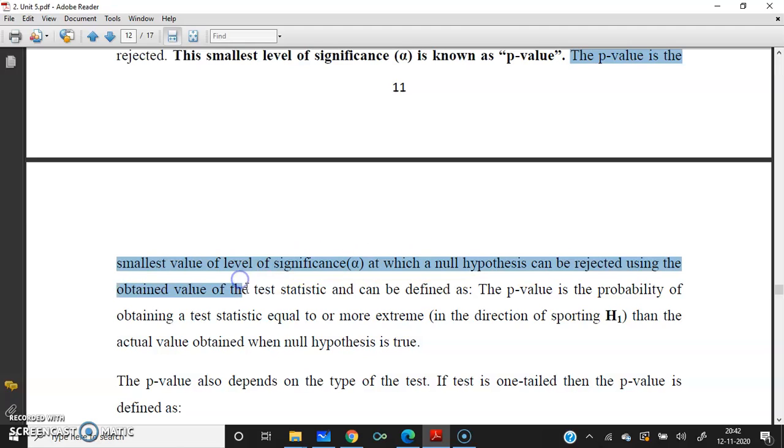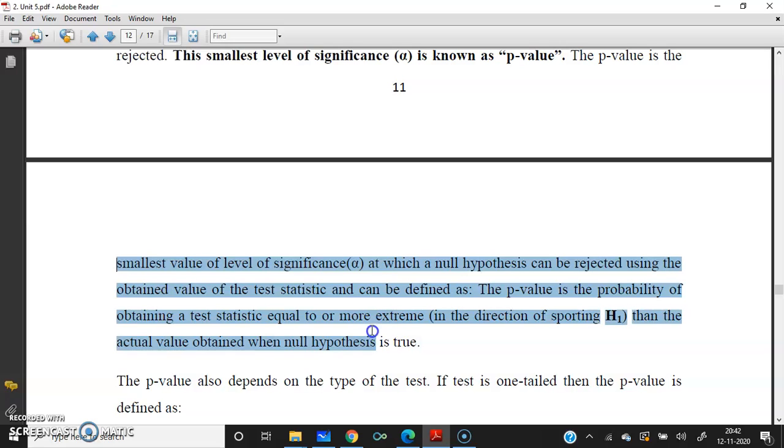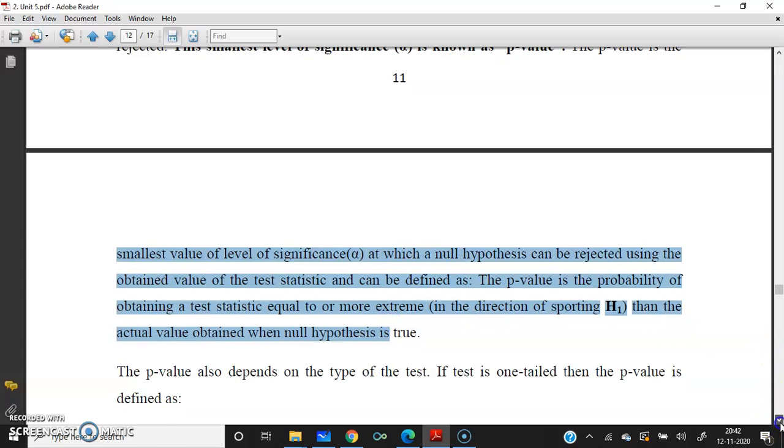That is, we calculated some value using our observation, that is our sample. So using that calculated value of the sample, that is the test statistic, to what percent level, that is the smallest level, can we reject the null hypothesis? That is the question here. So we define the p-value as the probability of obtaining a test statistic equal to or more extreme, that is in the direction supporting H1. The H1 is true, to what percent is H1 true, what is the level, right?